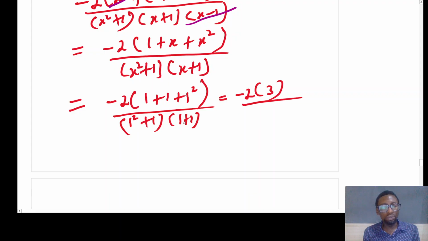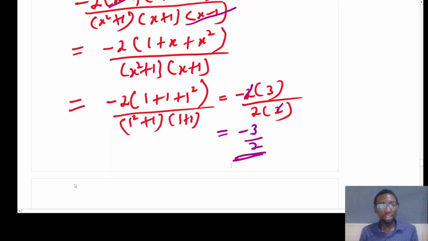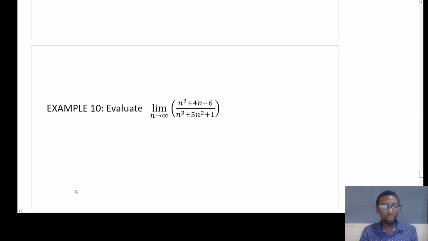So all of this will give us minus 2, all of this will give us 3, over, 1 plus 1 is 2, another 2. Then I can cancel this, so I'll be left with minus 3 over 2. So that solves that.